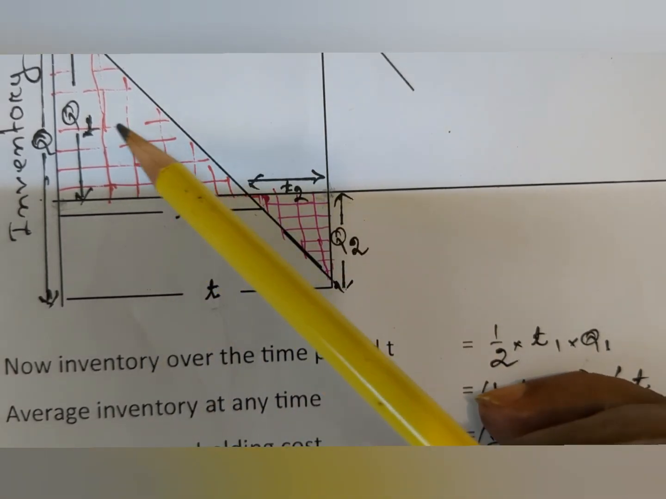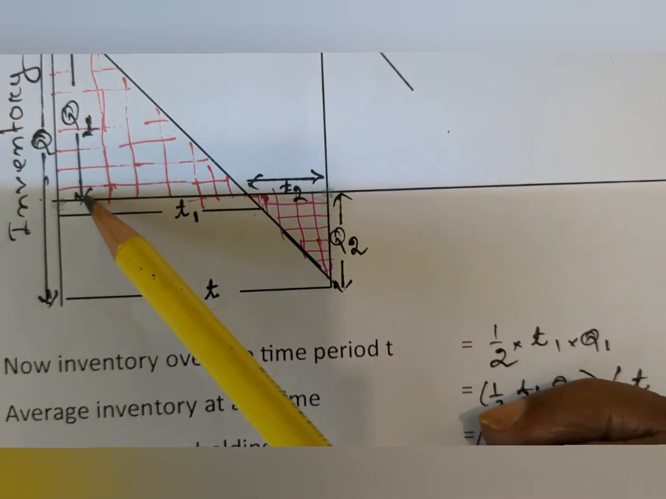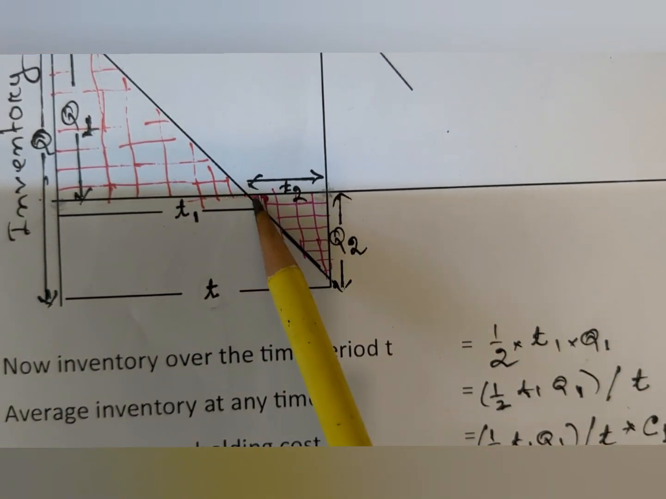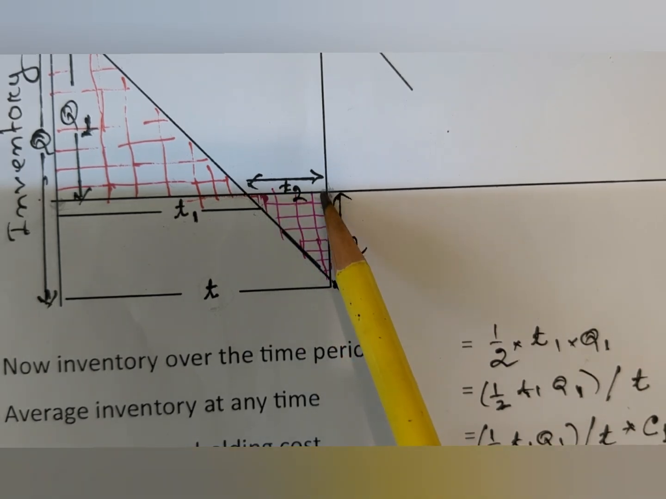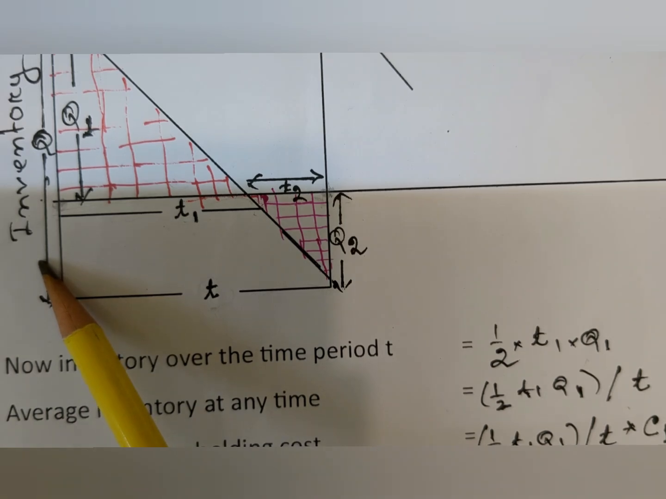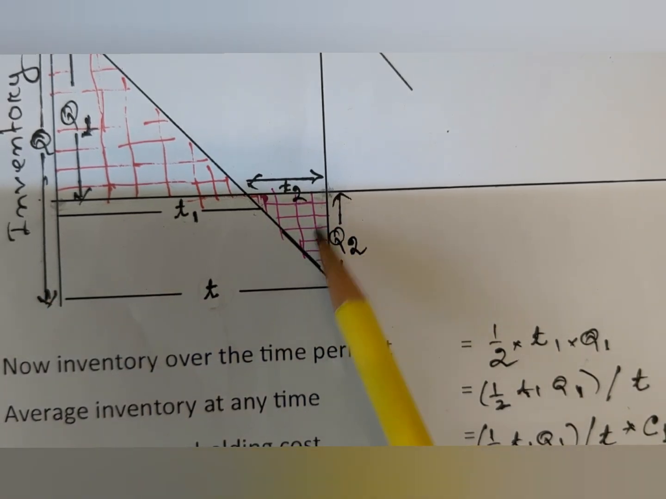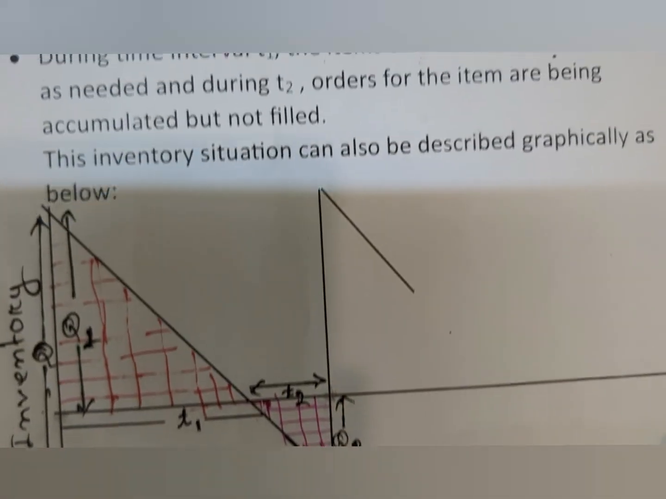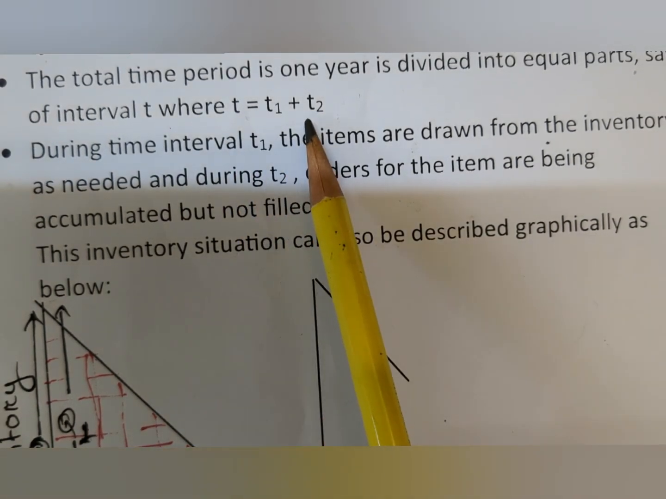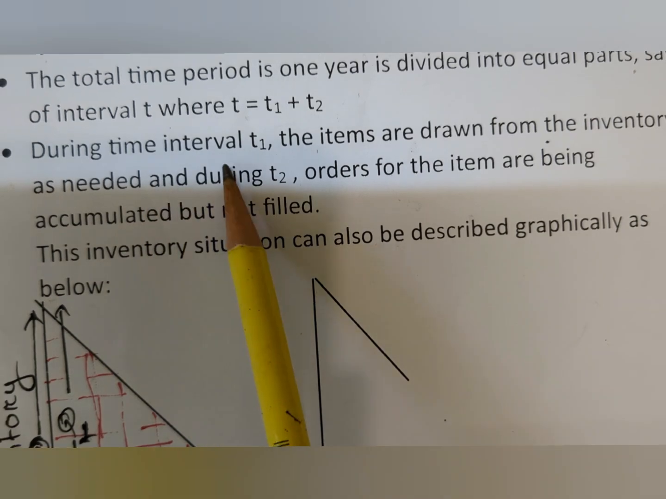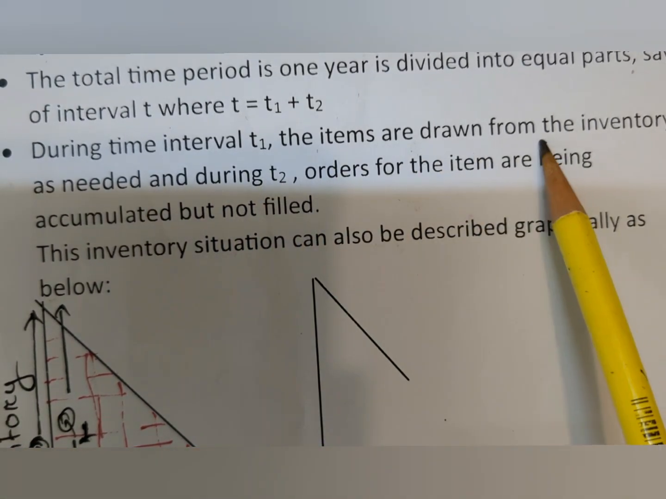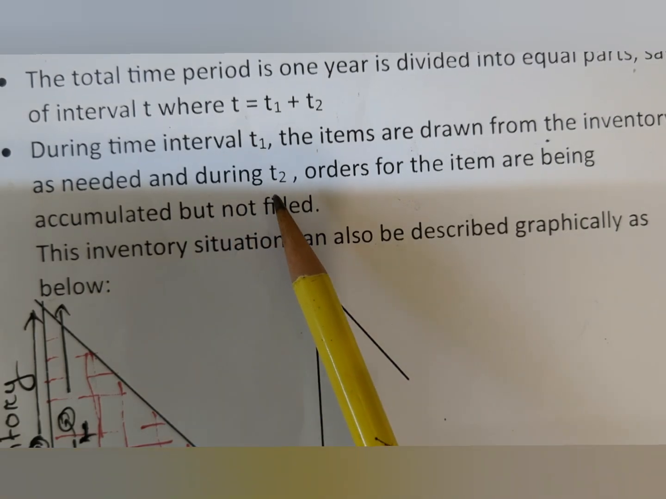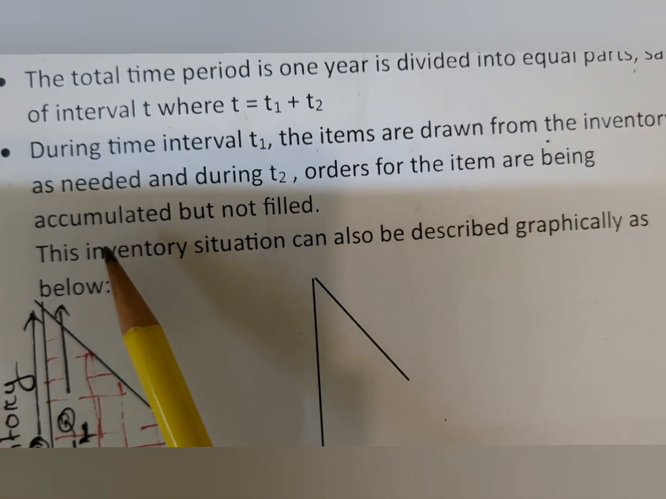During the part t1, the inventory is being accumulated. Q1 is the size of the inventory for this part. And for time period t2, no inventory is available in the godown. The orders which are not being satisfied are being accumulated. When next time the Q quantity is received, first this backlog of orders will be satisfied, and only then will the inventory again build up. I think it is clear. T is equal to T1 plus T2. During time interval T1, the items are drawn from the inventory as needed, and during T2, orders for the item are being accumulated but not filled.